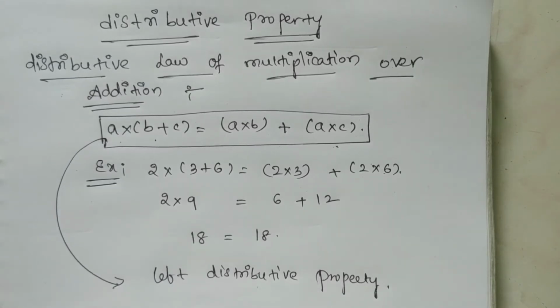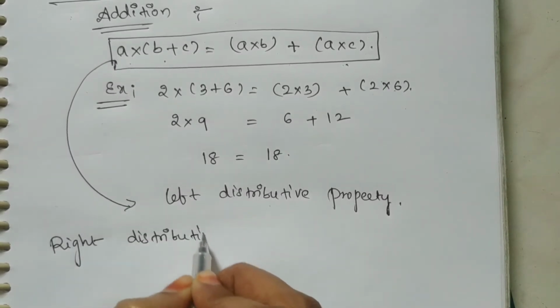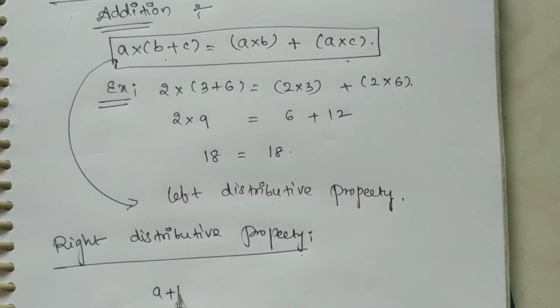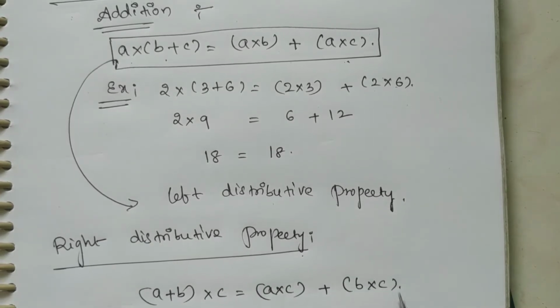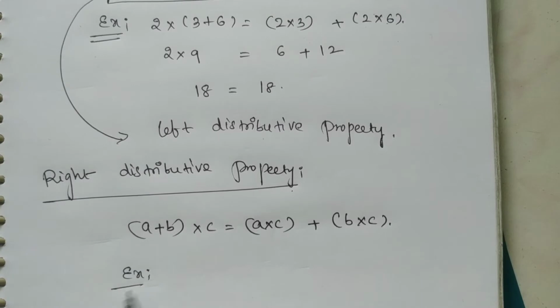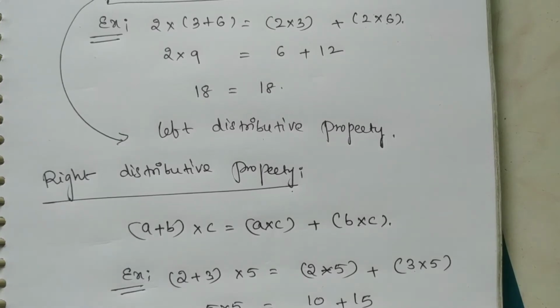So let us see the right distributive property. The right distributive property can be written as (A + B) × C = A × C + B × C. For example, (2 + 3) × 5 = 2 × 5 + 3 × 5. So 2 + 3 is 5, times 5 is 25, and this is 10 + 15. So 25 equals 25.